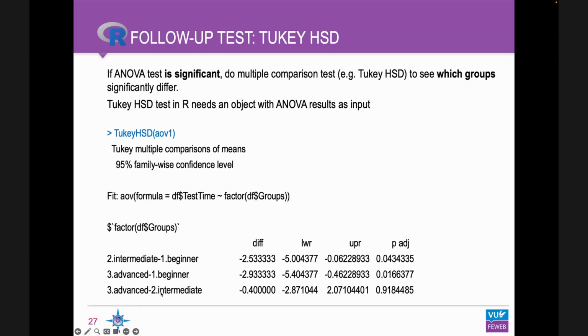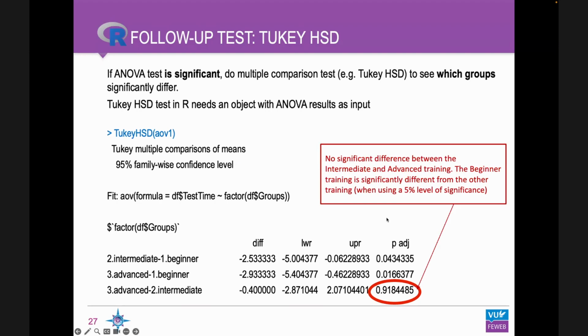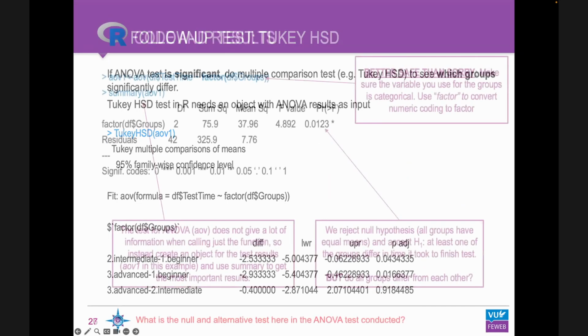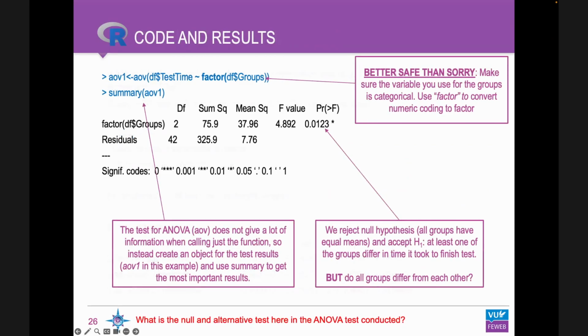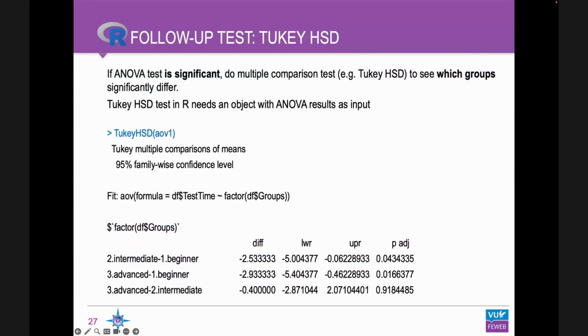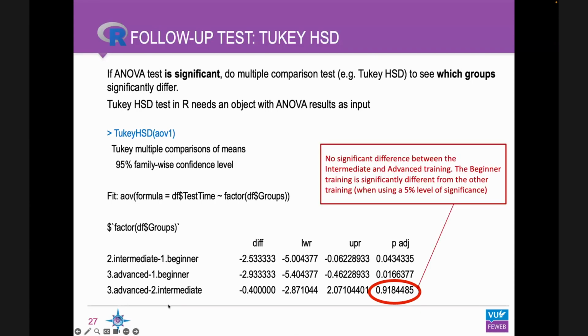But when we look at advanced and intermediate, we see that the p-value is above 0.05. Although we see this difference of 0.4 minutes, this difference is not significant. So we can conclude that there's no significant difference in the means of advanced and intermediate, which gives us an idea that in ANOVA we rejected because apparently the beginner group differs from the others, and not the advanced and intermediate groups.